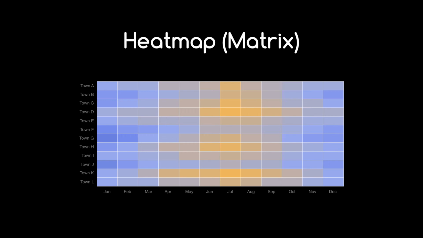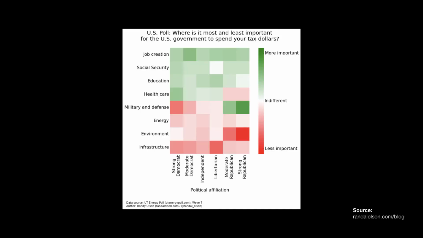Next up is a heat map. And this is another way to find correlations or patterns in the data. Here we've got basically a table, and each of the cells are filled in based on the data value. And this can be used in a couple of ways.